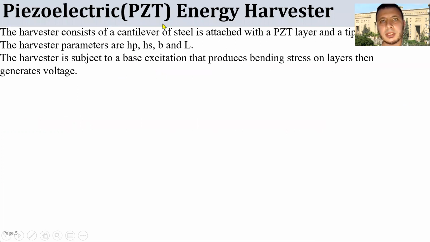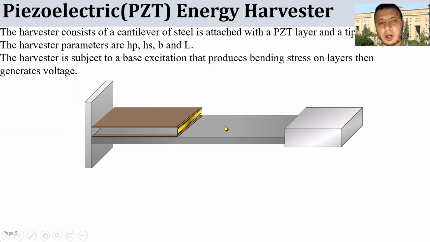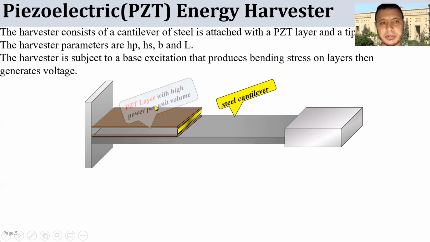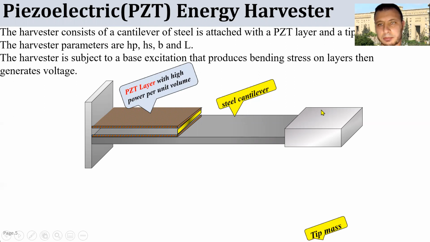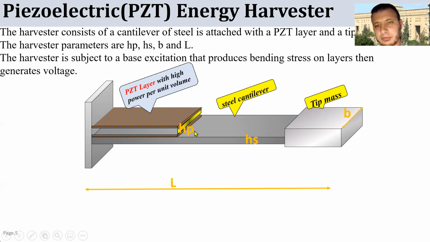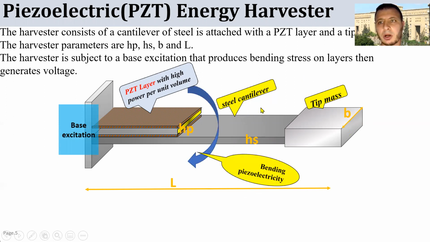Piezoelectric PZT energy harvester. The harvester consists of a steel cantilever attached with a PZT layer with high power per unit volume and a tip mass. The harvester parameters are the thickness of piezoelectric and steel materials, the width of the cantilever, and the total length. The harvester is subjected to a base excitation that produces bending stress on the layers, then generates voltage.